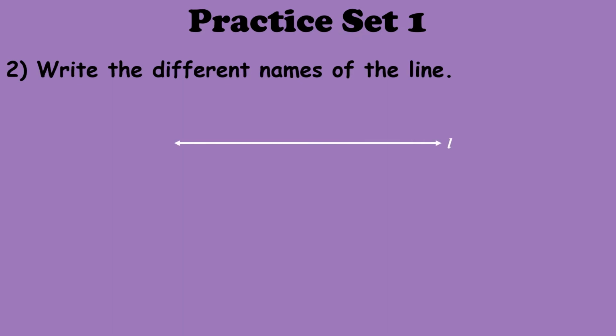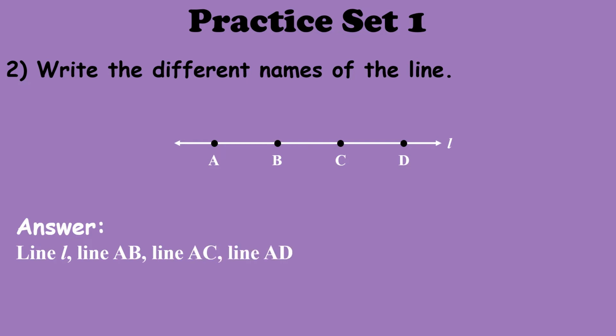Let us solve the second question of practice set 1. That is, write the different names of the line in the given figure. Earlier in the lecture, we studied about the lines and how to name them. So now we will use that information to name this line using different alphabets. We can name it as line L using the small letter, or also we can name it as line AB, line AC, line AD, line BC, line BD and also line CD.